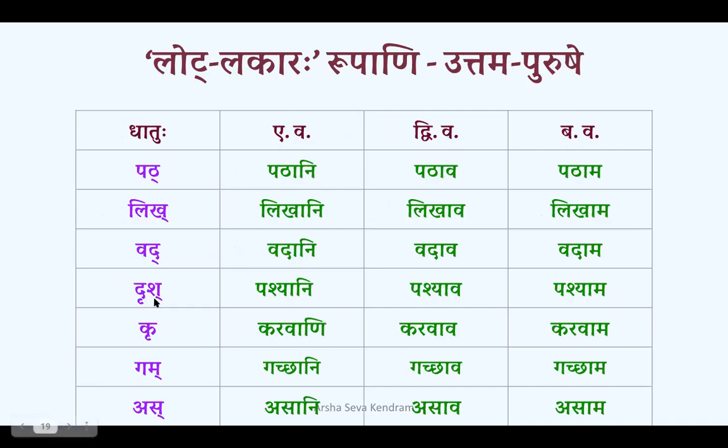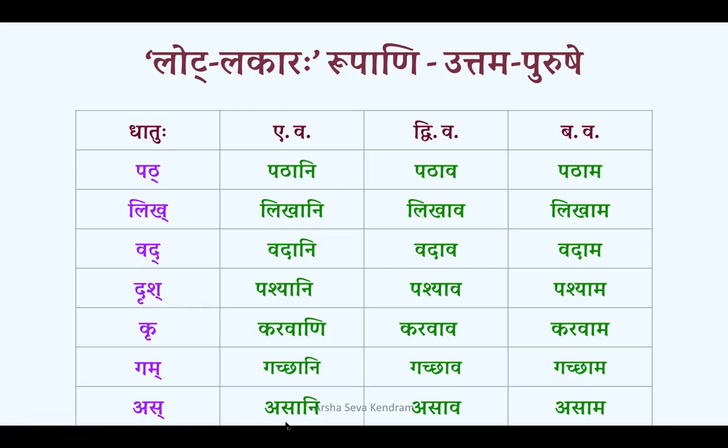Again, our friend Drish Dhatu: Pashyani, Pashyava, Pashyama. Kri Dhatu: Karavani, Karavava, Karavama. So it is not Karoni or Karani, Karama, Karava. It is Karavani, Karavava, Karavama. And then Gam Dhatu: Gachani, Gachava, Gachama. May I go, or let me go. Let the two of us go. May all of us go.